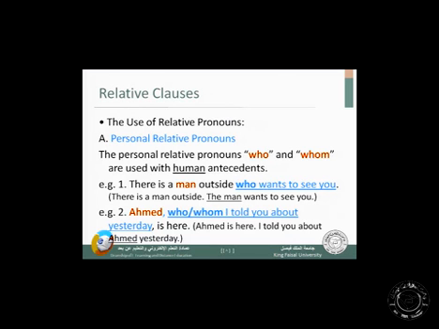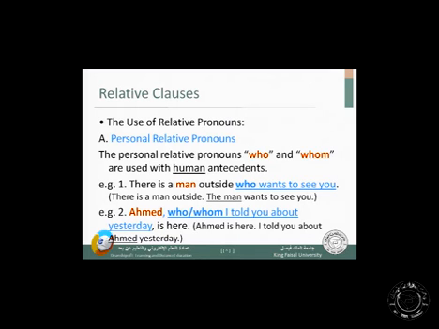So this sentence, of course, can be separated into two sentences, two simple sentences. There is a man outside, the man wants to see you. We combine them using a complex sentence. There is a man outside who wants to see you. We used a relative pronoun to form a complex sentence. Let's look at the second example.